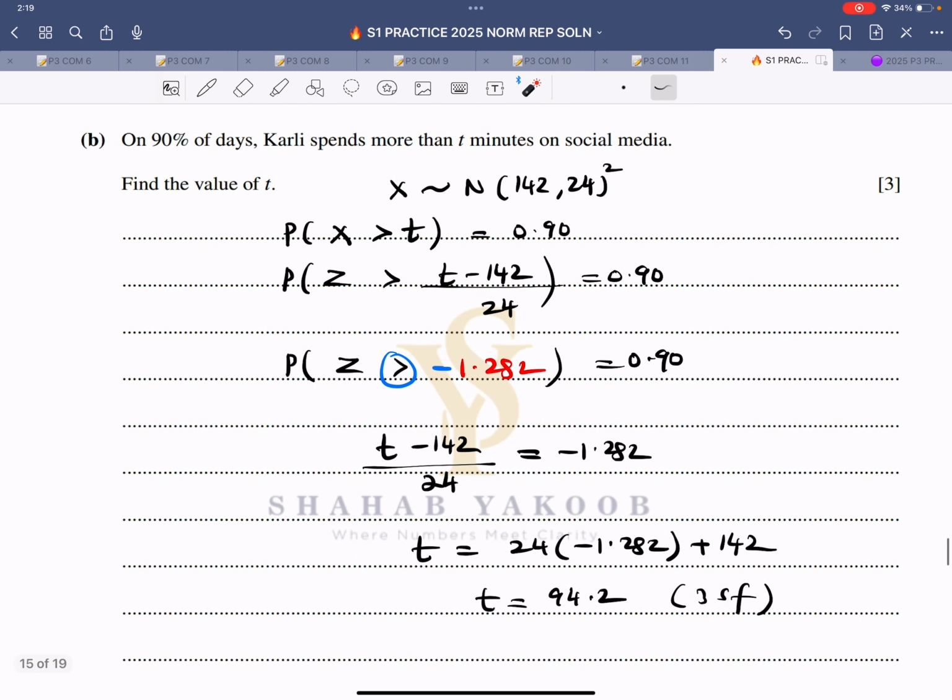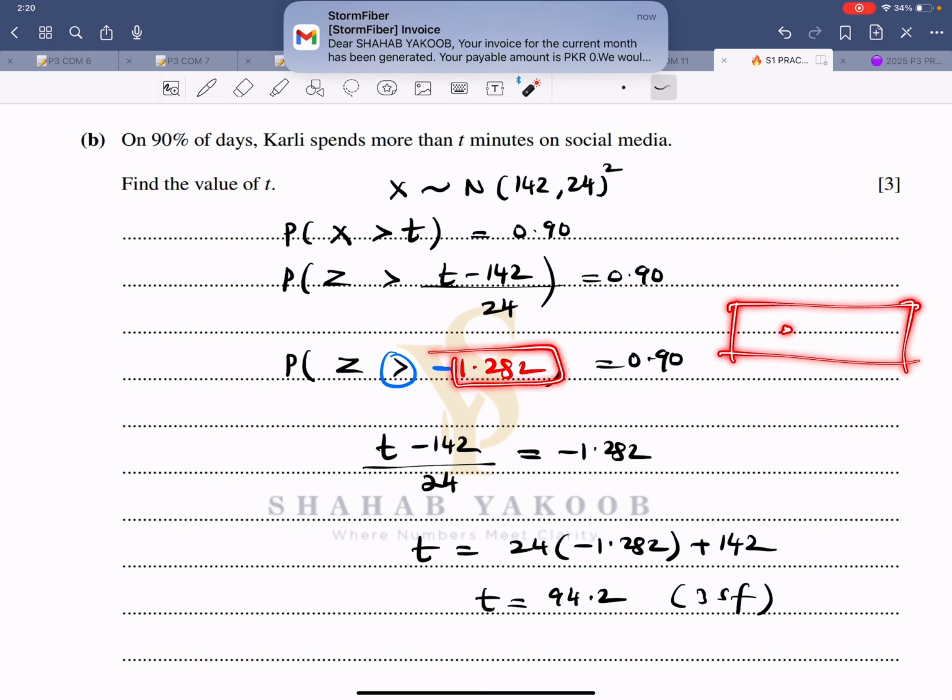Now, on 90% of these days, Kali spends more than t minutes on social media. So probability X greater than t is 0.90. Probability Z greater than the standardization (t minus 142) over 24 is 0.90. From the table, read off the value for 90%. That comes out to be 1.282.